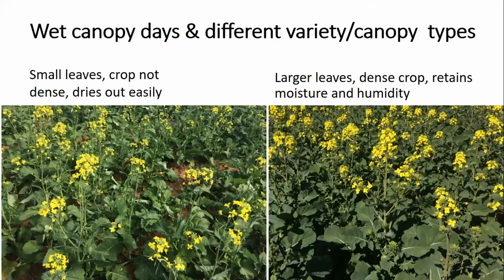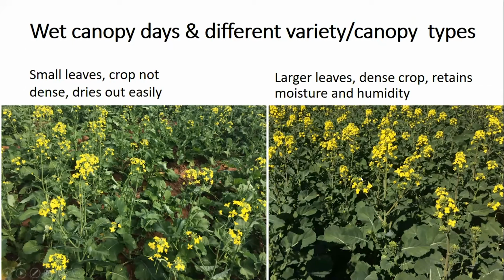The wet canopy days vary between different crop types and different varieties. So this crop here on the left, I wanted to show you a comparison. This one has small leaves. The crop's not very dense. You can see the ground through the canopy. So this kind of crop is going to dry out easily. Wind will get into it and there won't be much moisture or humidity there.